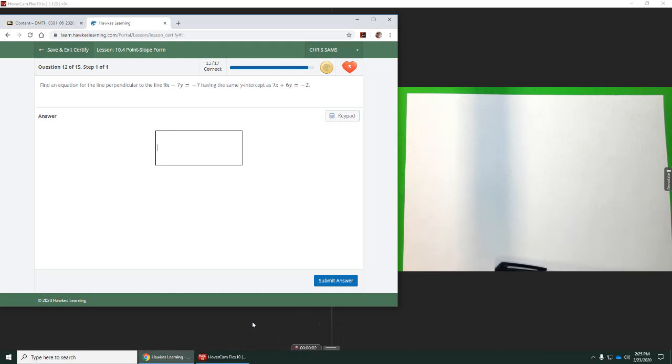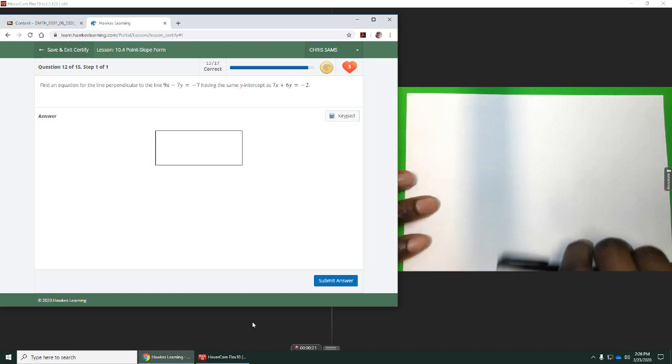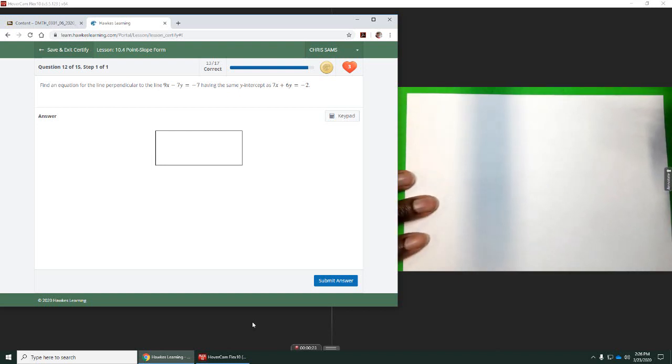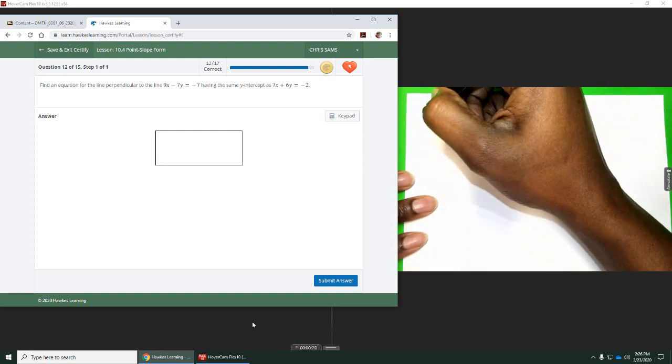All right, number 12, we want to write the equation that's perpendicular. So we need to find the slope and do opposite reciprocal. And then it has the same y-intercept as this other equation. So we have to change both of these to slope-intercept form in order to identify the slope and the y-intercept, and then we can solve.